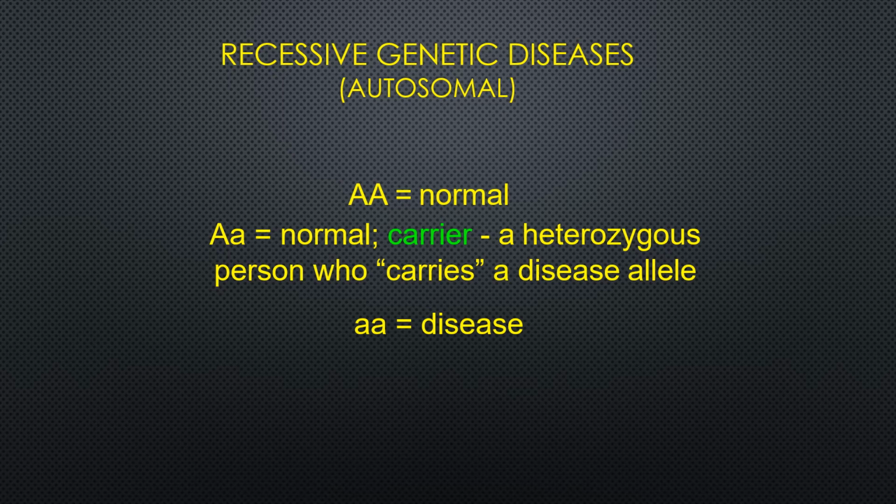Since all of them have at least one recessive allele for the heart defect, they are what we call carriers. So that means that they have a normal phenotype because they still have one of the dominant alleles, but because of this recessive allele, they are a carrier. That means that they can pass it down to their children. So a carrier is a heterozygous person who carries a disease allele.